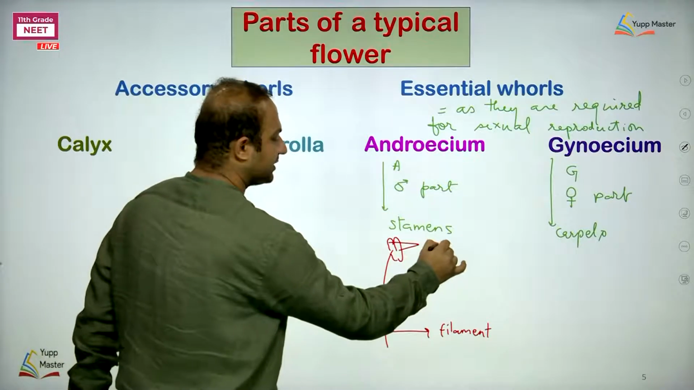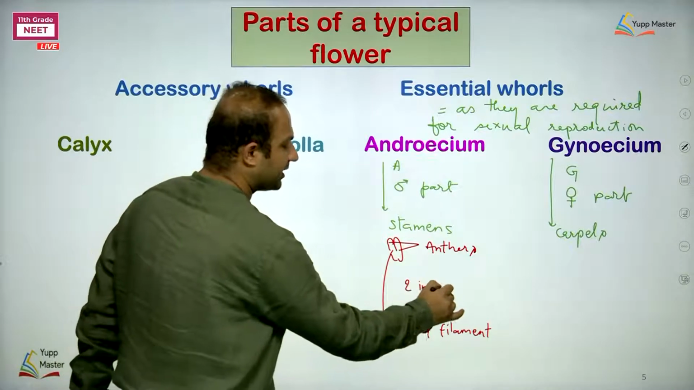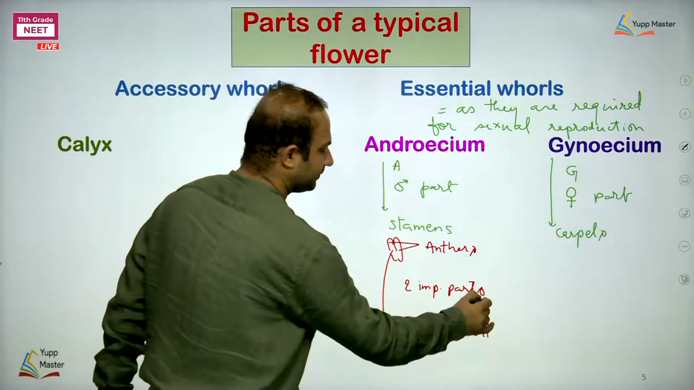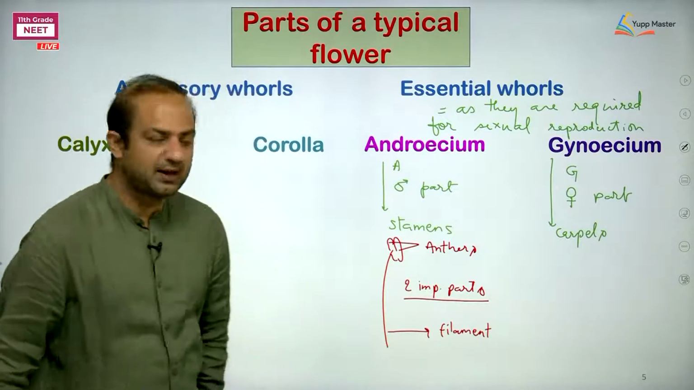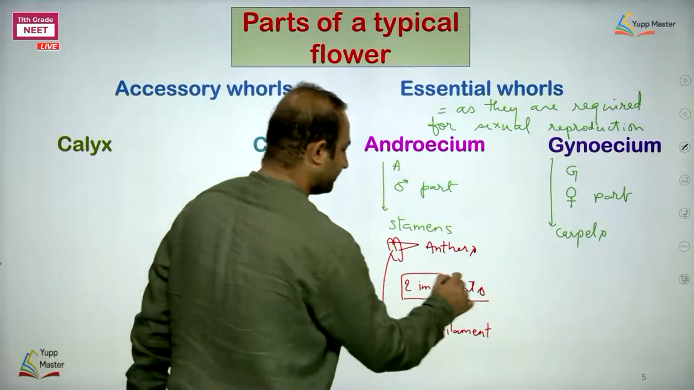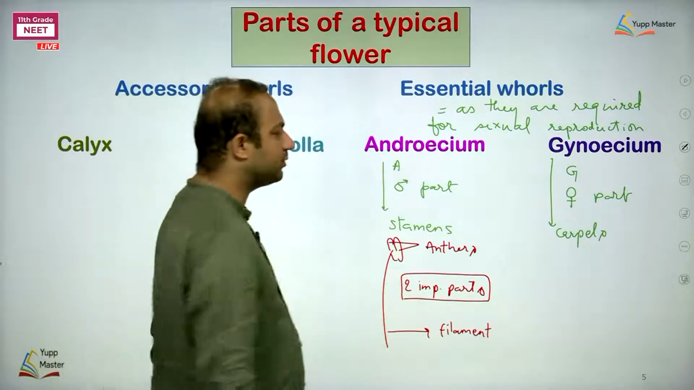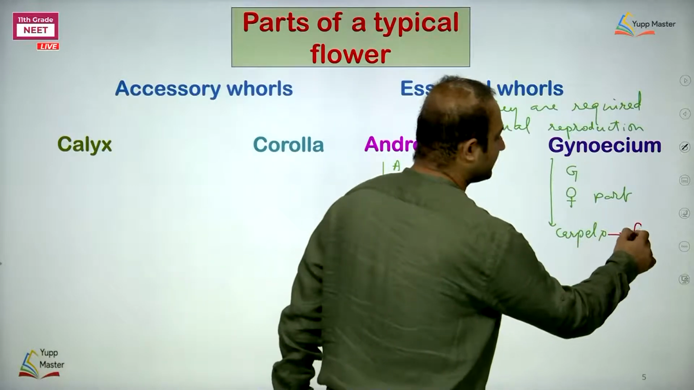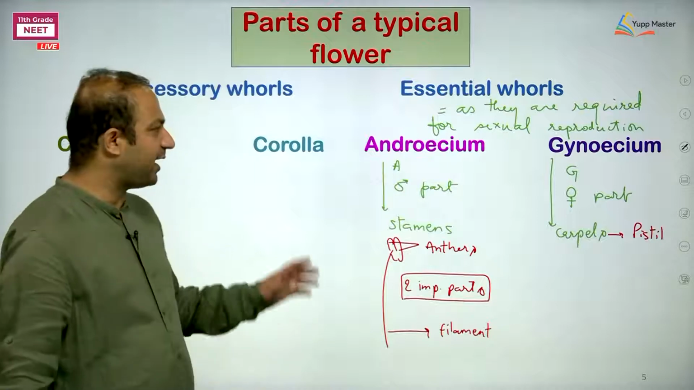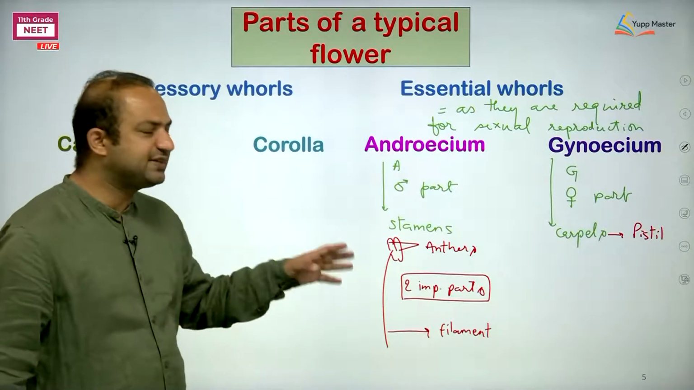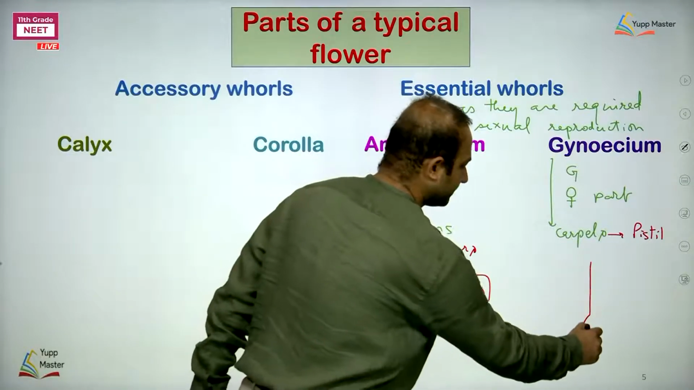These are anthers. Okay, these are two important parts of stamen, anthers and filament. Gynoecium is often referred to as pistil, or you can say carpels are going to form the pistil. Now, the pistil consists of three parts. What are these three parts?